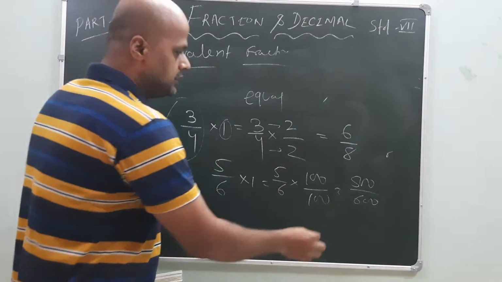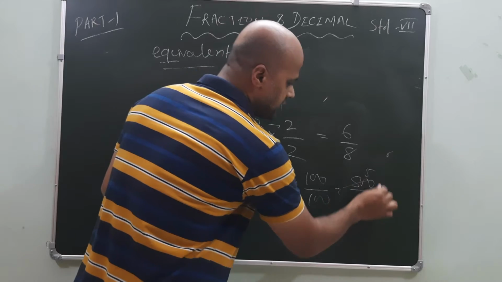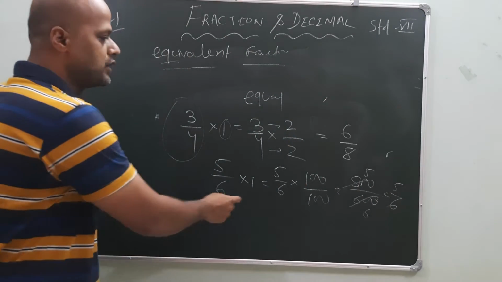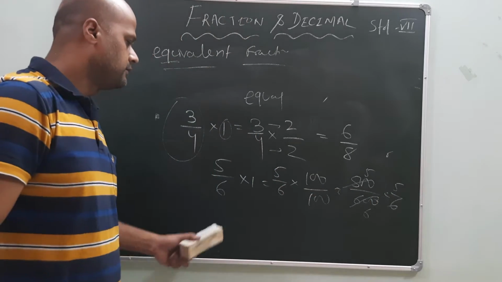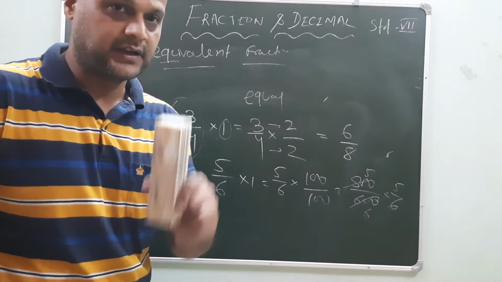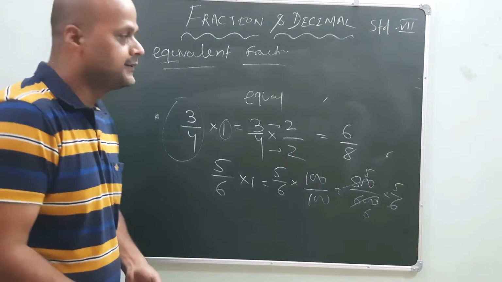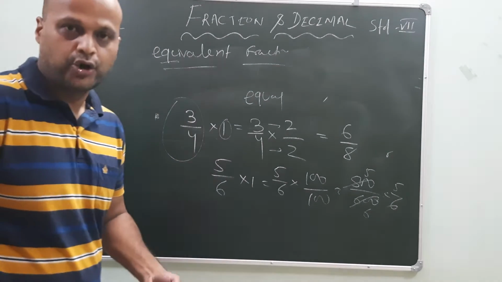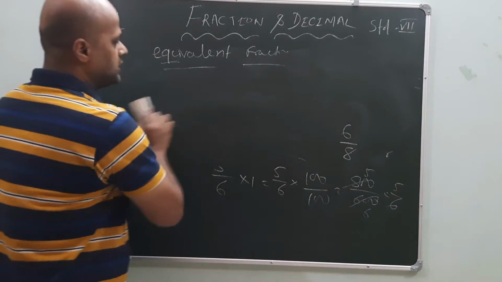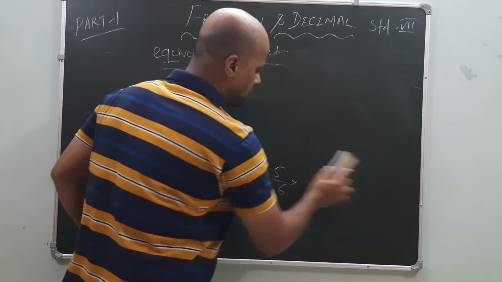Now if I cut these two, 100 by 100, what is the answer? 5 by 6 is coming or not? So these two are equal or not? Now I will say that the equivalent fraction of 5 by 6 is 500 by 600. Now it is understood by you, friends. Now come to the point, that is, ascending and descending order.